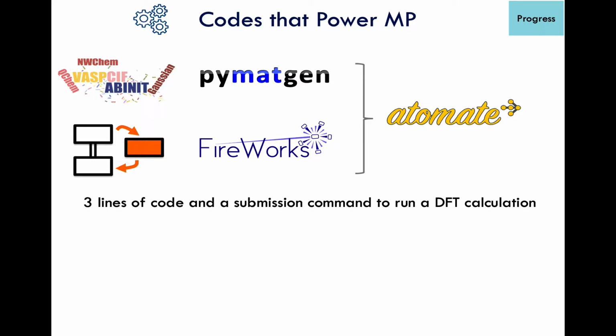FireWorks is completely agnostic to what code you're running. You could be running a finite element code for all FireWorks cares. It's all just what you design it to do. But if you combine Pymatgen with FireWorks, which we've done in the code Atomate, you get recipe-based workflows for our first principles calculations. So Atomate basically allows you, with a few lines of code and a submission command, to run DFT calculations over a large computing facility.